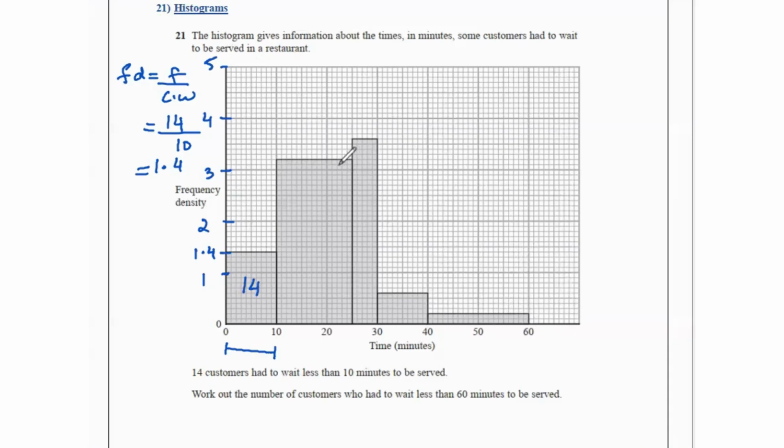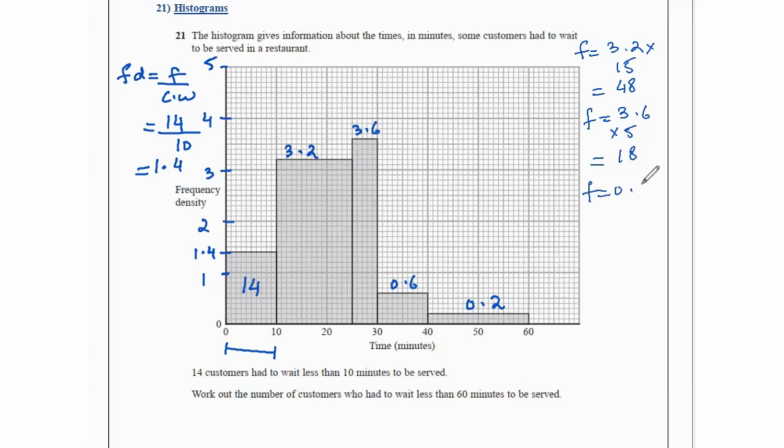Now to figure out the frequency for the other bars, we can see that this has a frequency density of 3.2, this is 3.6, this is 0.6 and this one is 0.2. For the frequency of the second bar, that's 3.2 times 15, because your class interval is between 10 and 25, that's 15. That's going to give us 48. Then for the other one, it's 3.6 times 5, which equals 18.